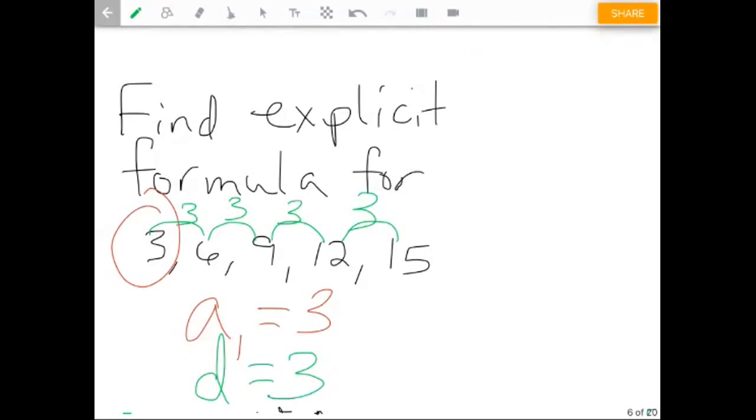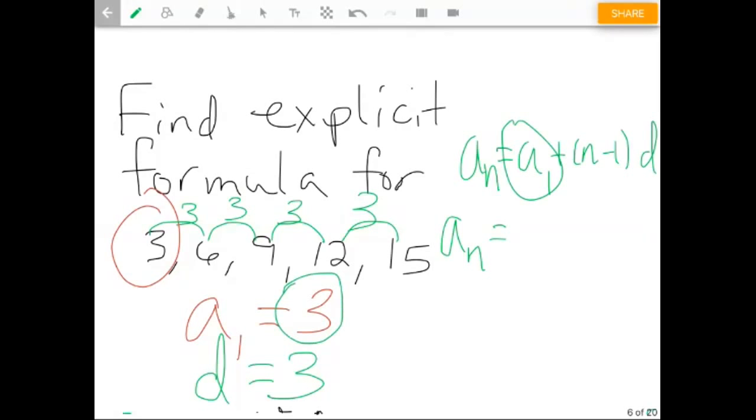So using that formula, let me just write it here. a sub n equals a sub 1 plus n minus 1 times d. We're going to keep a sub n because that's kind of like y equals. So a sub n equals a sub 1, which is our first term, 3, plus n minus 1, so that stays as n minus 1, times the difference, which was 3. That would be our formula.